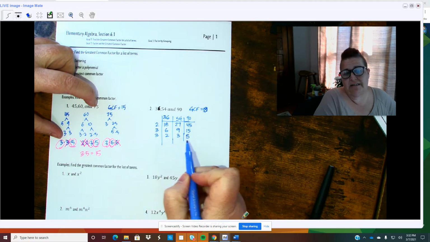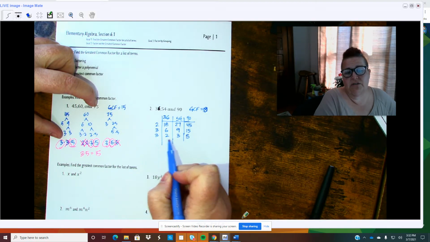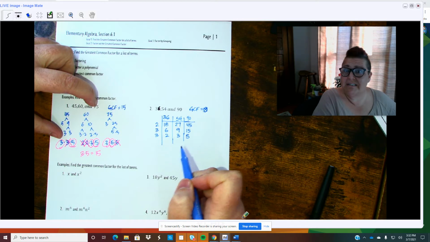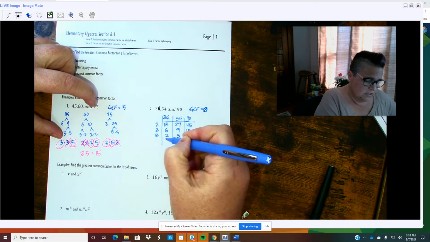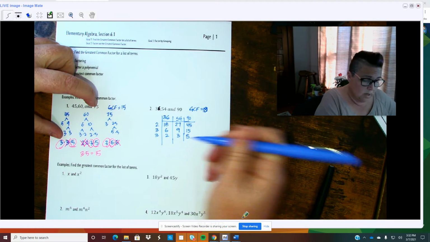At this point, there is not a common factor that goes into 2, 3, and 5. Sometimes there is, sometimes there isn't. But there's nothing more that goes into 2, 3, and 5 with the exception of a 1. And once you get to a 1, you're pretty much done. So this tells me that my greatest common factor is 2 times 3, which is 18.